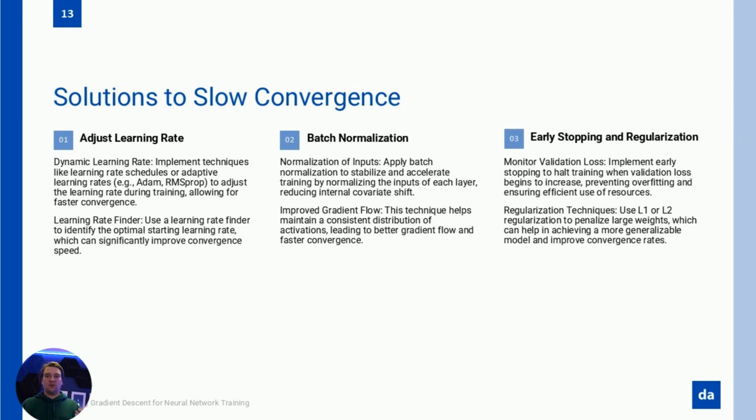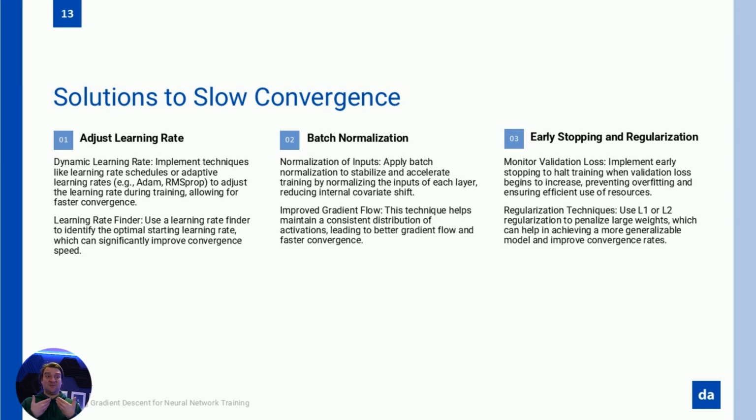We've talked about the frustrations of slow convergence, those moments when your model feels like it's crawling toward the finish line, but don't worry, slow convergence isn't a dead end. There are proven strategies to speed things up and make your training process far more efficient. Let's dive into the solutions.